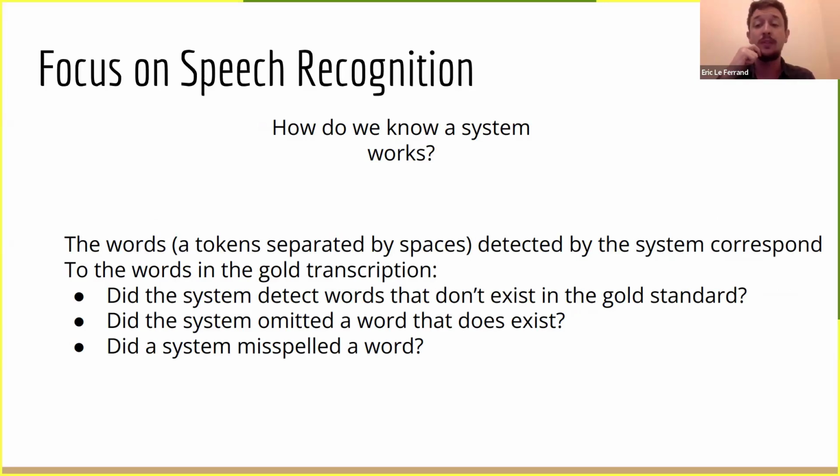Then how do we know that the system works? The main idea is that the words, and by words I mean a token separated by two spaces, detected by the system correspond to the words in a given gold transcription. Did the system detect words that don't exist in this gold transcription? Did the system omit a word that really exists, or did the system misspell a word?